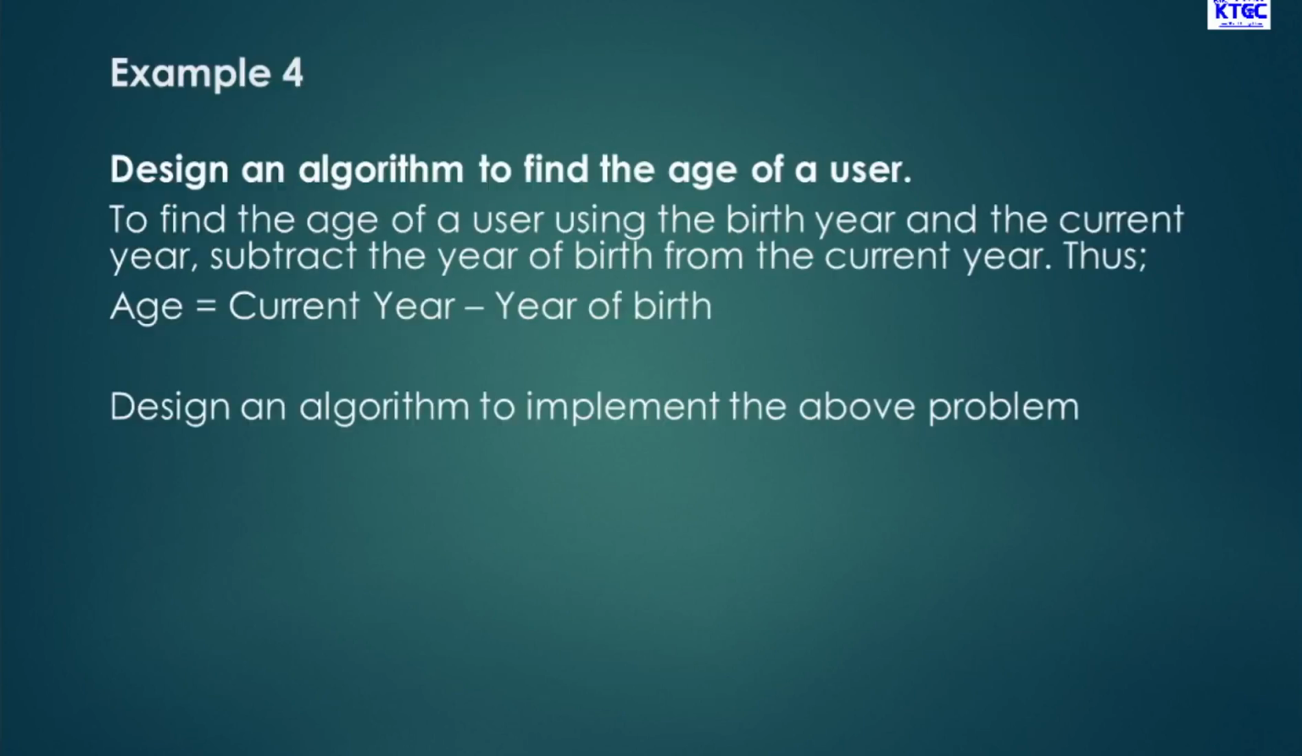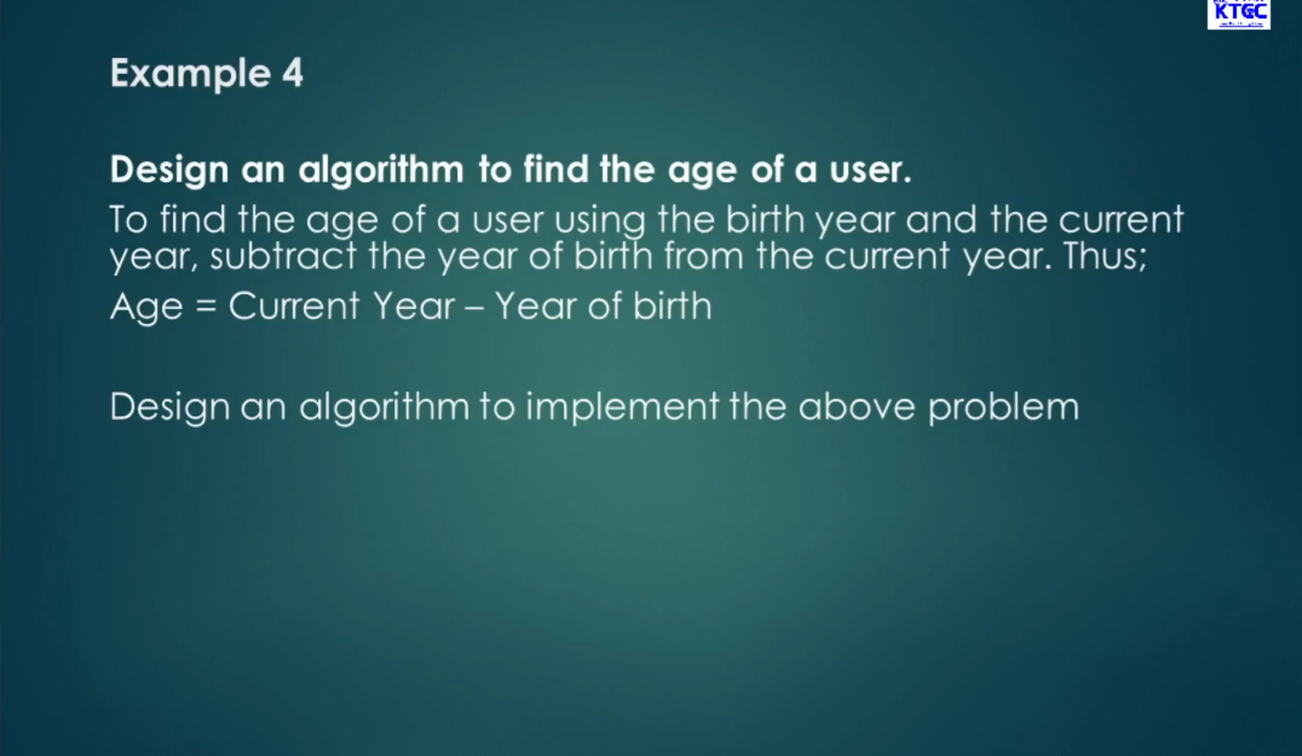Now let's go to the final example, the fourth example. The fourth example says, design an algorithm to find the age of a user. Let's try to understand this problem very carefully. They didn't say the date of birth of the user or the year of birth of the user. They say age. Sometimes when we hear the age of a user, we think of date of birth, where we say 4th April 1985 or whatever it is. Here we are talking of just the age.